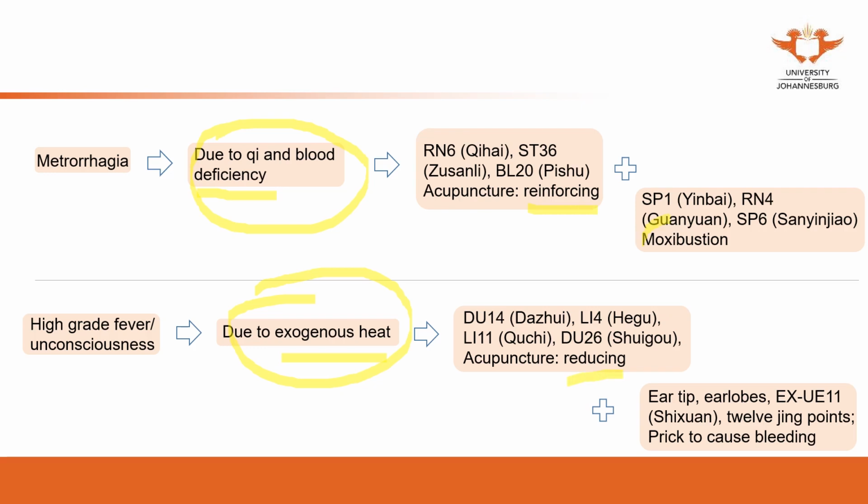We can combine with the moxibustion. We can combine with the three-edged needle. Jingwell points also can help to reduce. So as you can see, what kind of treatments you're going to use depends on the syndrome.